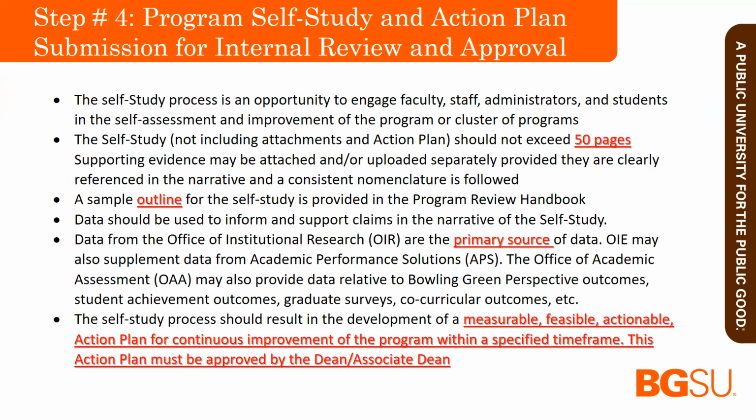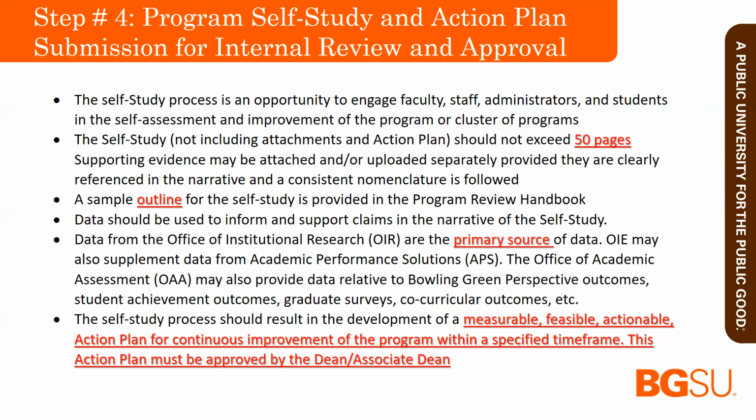The self-study, not including attachments and action plan, should not exceed 50 pages. Supporting evidence for claims made in the self-study may be attached and/or uploaded separately, provided they are clearly referenced in the narrative and a consistent nomenclature is followed. A sample outline for the self-study is provided in the program review handbook.